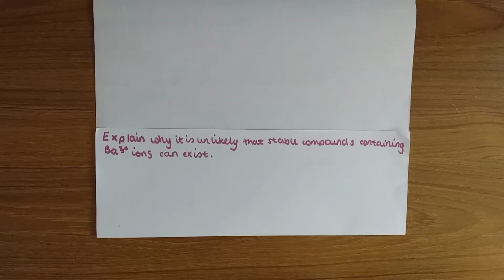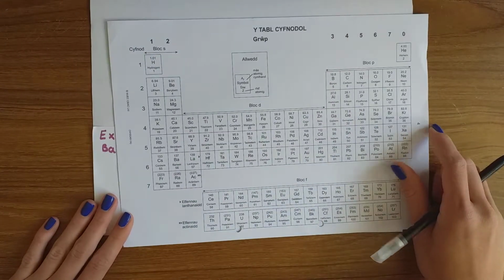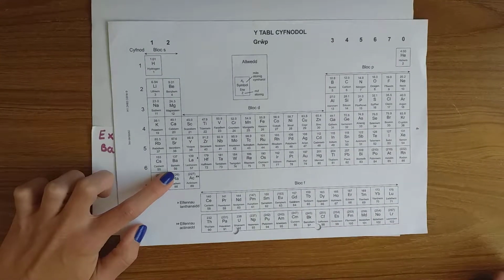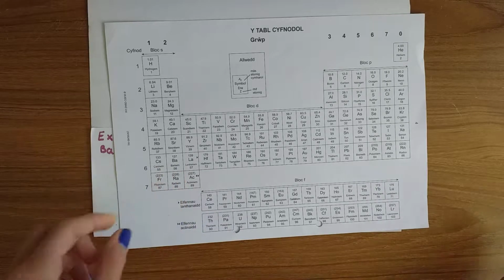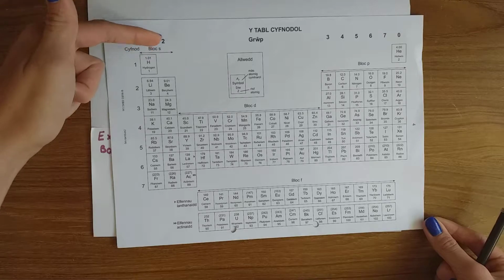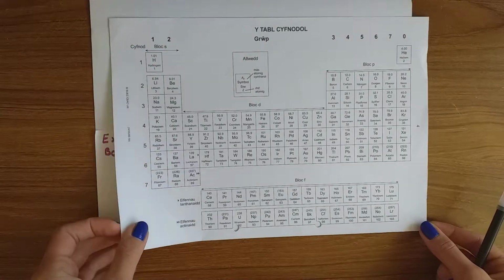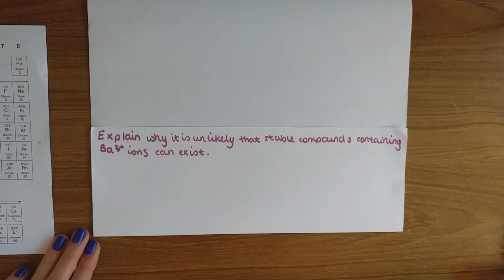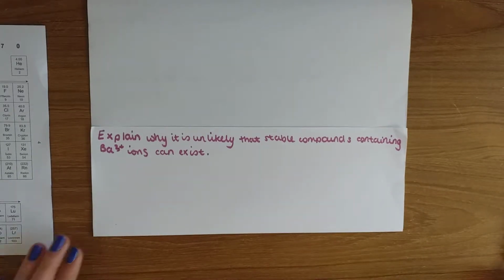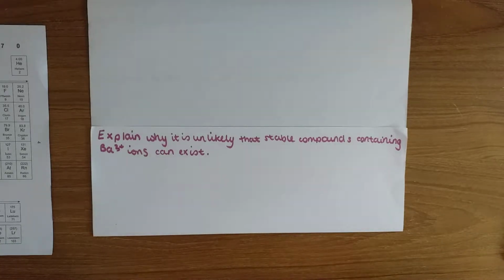As you can see on the periodic table, barium is in group 2. So, to be the most stable ion, it has to lose 2 electrons because it's in group 2, and then it will be neutral. So it's unlikely because it has these 2 outer electrons, and it would take a lot of energy to take an electron out of the whole shell.